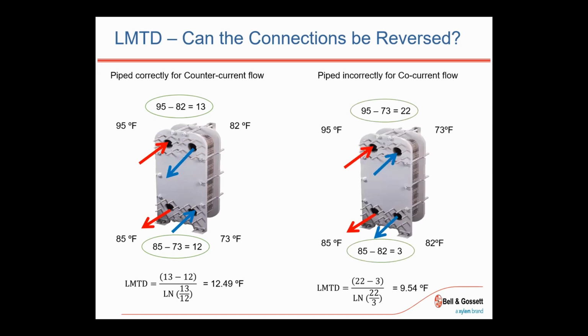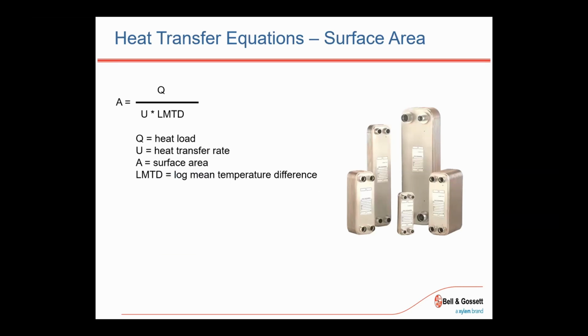Now, if we compare that to if somebody were to incorrectly pipe the heat exchanger and we had co-current flow, you will notice that our log mean temperature difference is reduced. It doesn't look like a significant amount, but what it amounts to is about a 25% difference in heat transfer, less heat transfer. So it's important to maintain the best log mean temperature difference we can to maximize our use of the surface area.